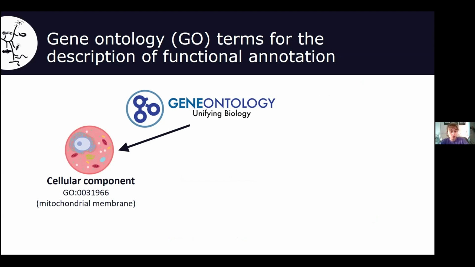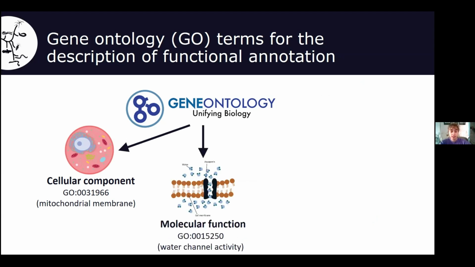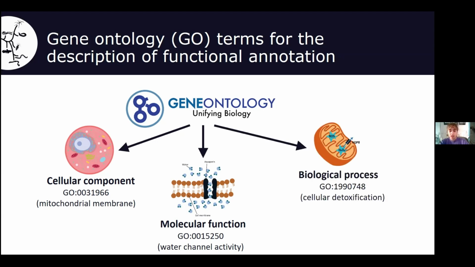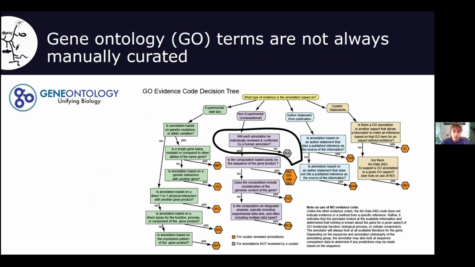This gene ontology classifies these terms in three different categories, three ontologies that are independent of each other. Cellular component, which talks about the location in the cells, like mitochondrial membrane. The molecular function, about the activity itself of the protein, like water channel activity or a type of enzyme. And finally, the biological process, in which general cellular or physiological process it participates: cellular detoxification, breathing, etc.